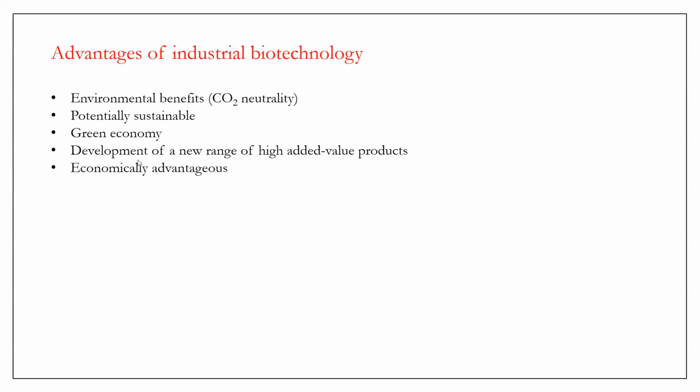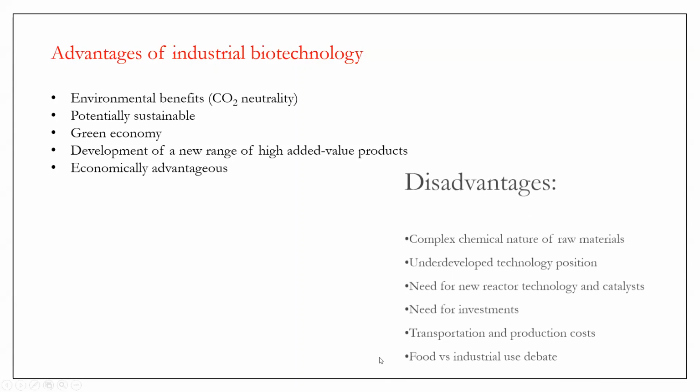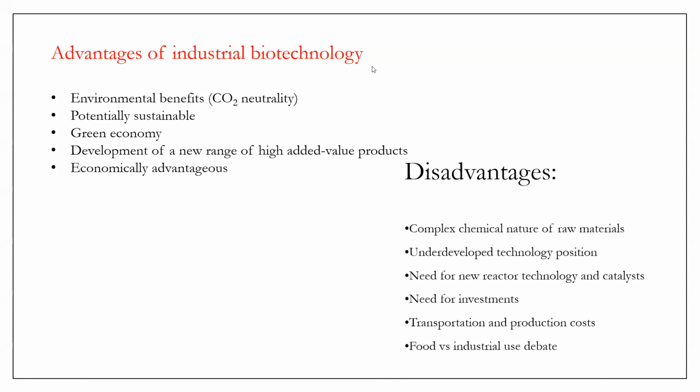Okay. So I have talked a lot about industrial biotechnological advantages. It's environmentally friendly, potentially sustainable, and part of the green economy, but certain drawbacks are always related with any process. As I told you in the start, you have to adjust your formula. The complex chemical nature of the raw materials which you are going to use can create a lot of problems when you are scaling up. So this is one of the drawbacks.